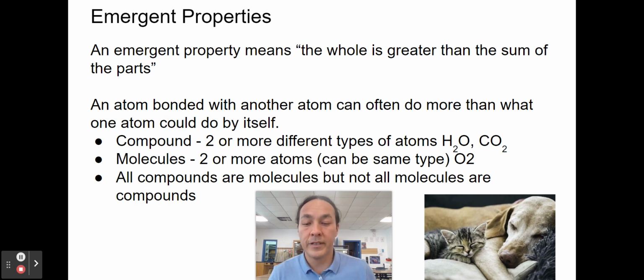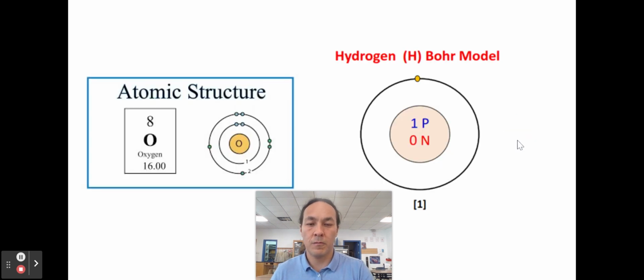A molecule is just 2 or more atoms, and that can be the same type, like O2, oxygen bonds to self. It's a diatomic molecule. You will often hear people use compounds and molecules to mean the same thing. And for us, it's not a big deal, but all compounds are molecules, but not all molecules are compounds. Technically, O2 is not a compound because it's only 2 of the same atoms. But the big idea here is that when atoms start bonding together, they can do more than they could by themselves. So let's get back to water.